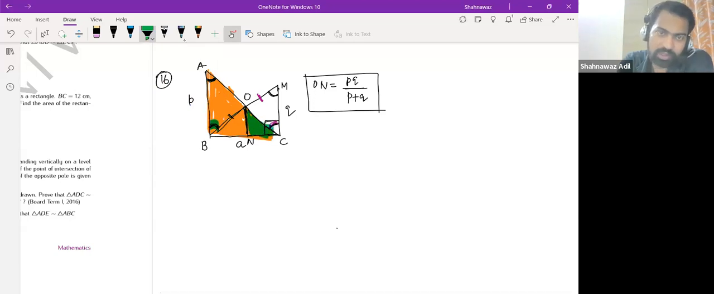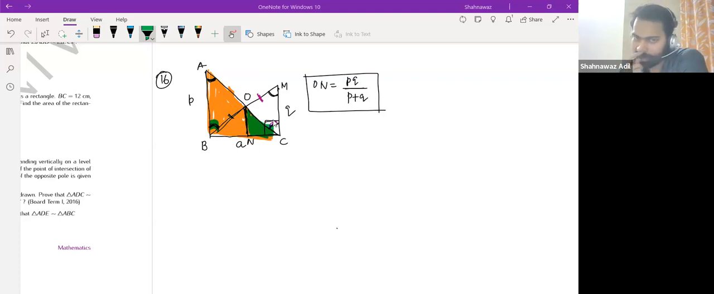Okay, so who has written in the chat box? Which chapter? This is from the triangles. We are doing one question which we got stuck in. So I am just discussing that, and then after this I will discuss the boilerplate. Okay, Hashit. So this is a question, and we have to prove that ON is equal to PQ divided by P plus Q.